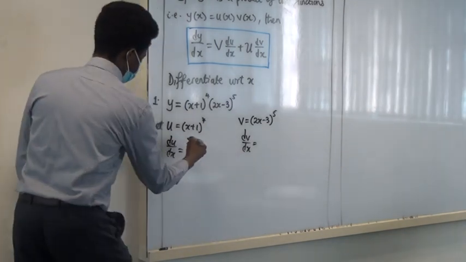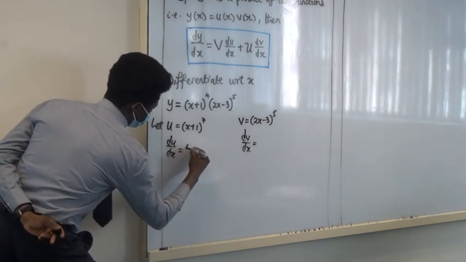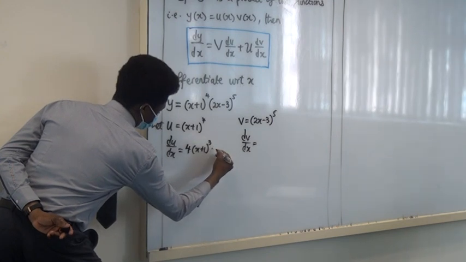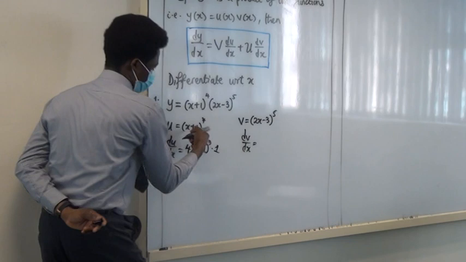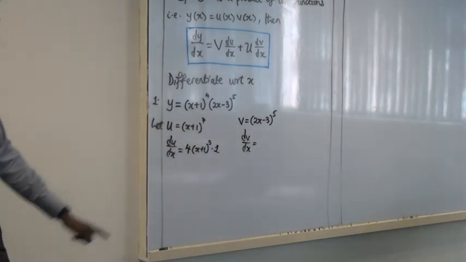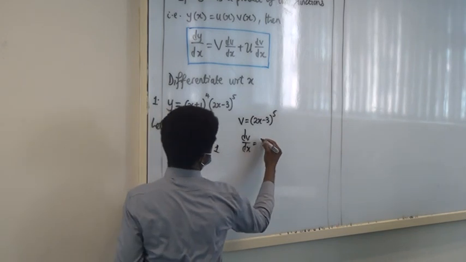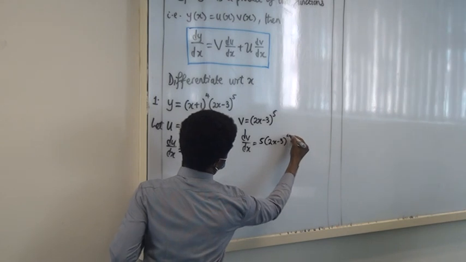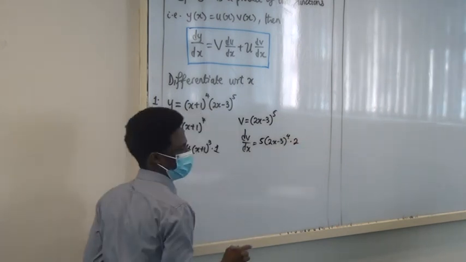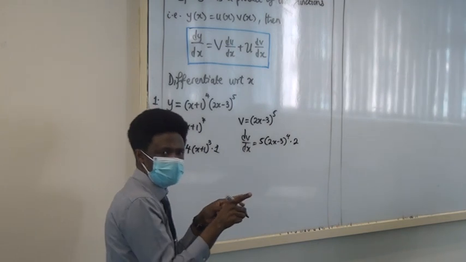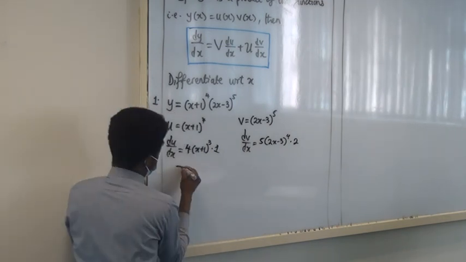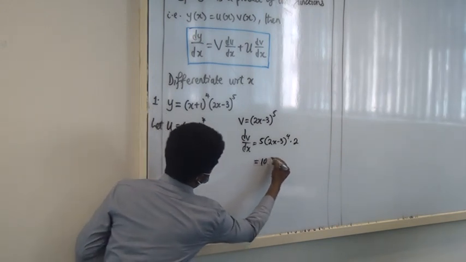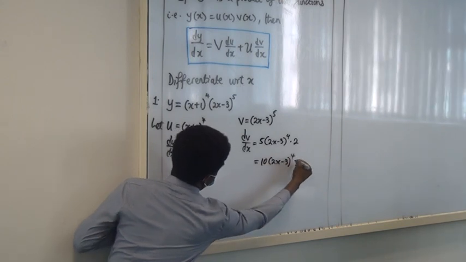Okay, so let's do it together. Yes, du/dx is what? 4 (x plus 1) raised to the power 3. Then times what? The derivative of the bracket, which is 1. Okay? In this case, yes, dv/dx is 5, raised to the power 4. Then times what? 2. If it is negative, you have to use a bracket. So you write it properly now. 4 (x plus 1) cubed. And this is 10 (2x minus 3) to the power 4.